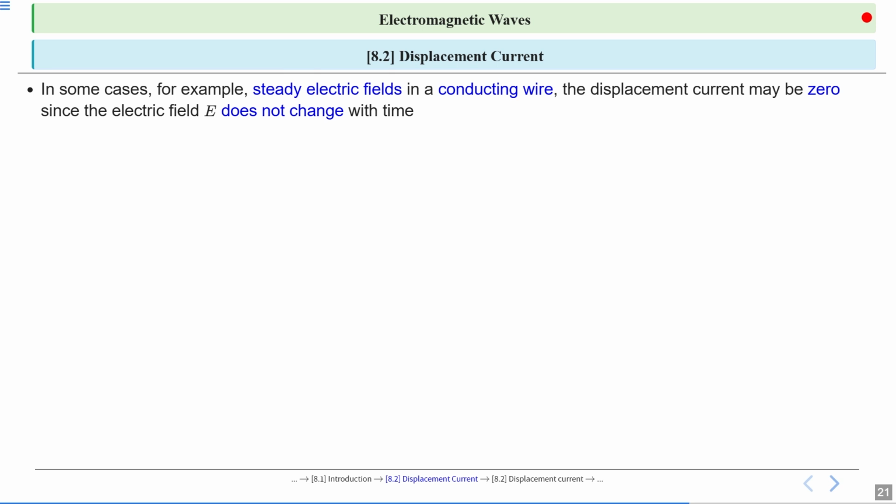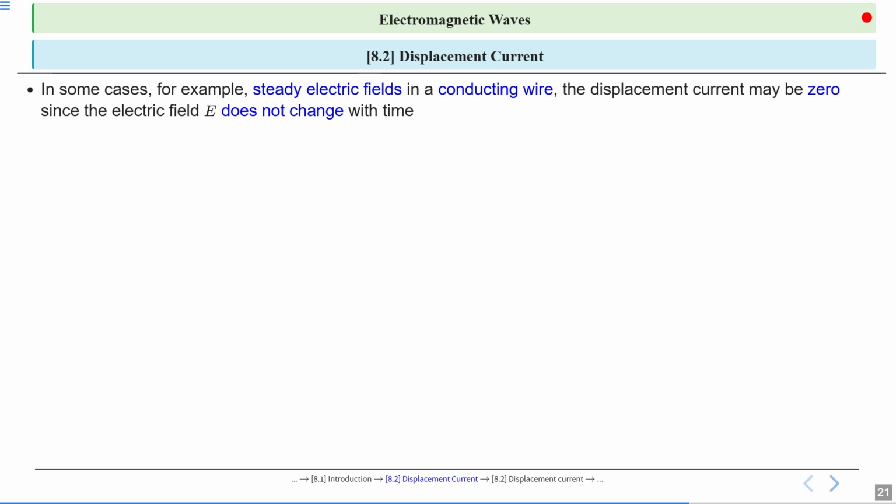In some cases, for example steady electric fields in a conducting wire, the displacement current may be 0, since the electric field E does not change with time. So when there is a steady electric field in a conducting wire, displacement current may be 0. If the electric field is not changing with time, then the rate of change of electric flux with respect to time will be 0.